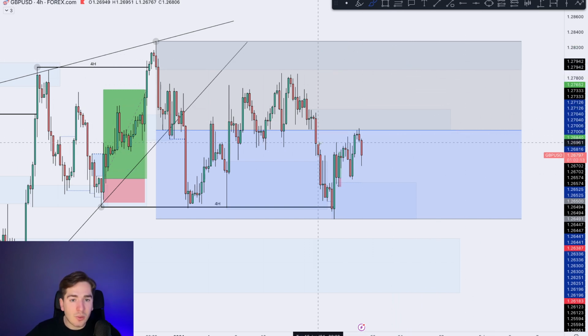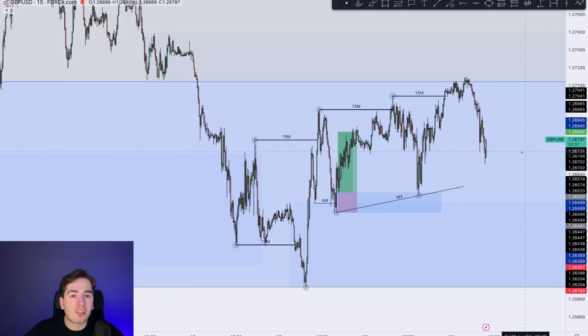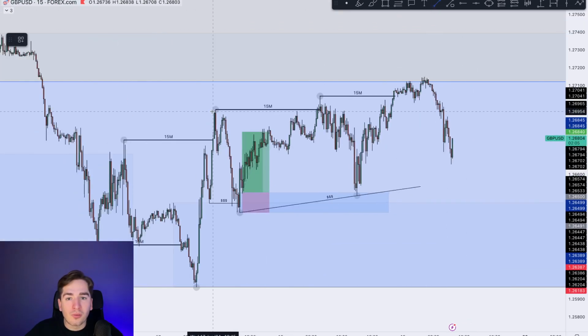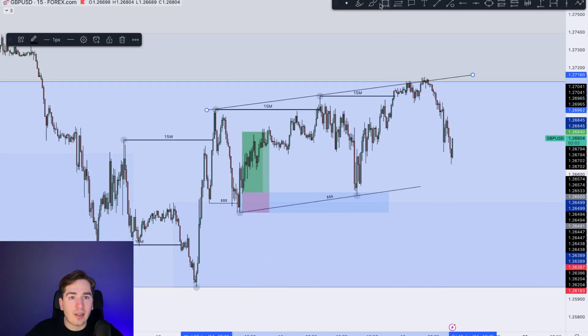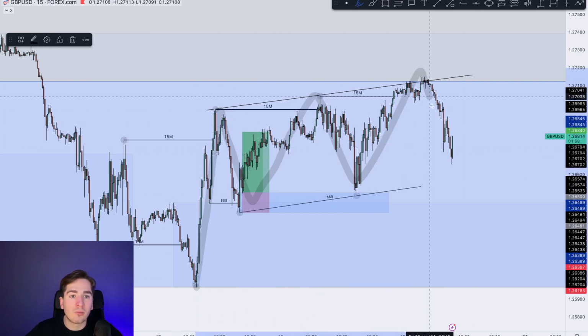Now, what I'm seeing as well is this corrective price action, which will be much more clear on the 15-minute. So now going in towards the 15-minute, what you'll see is that we have a beautiful ascending channel, right? So we get that push up, then we get this boom, boom, boom, and now boom.